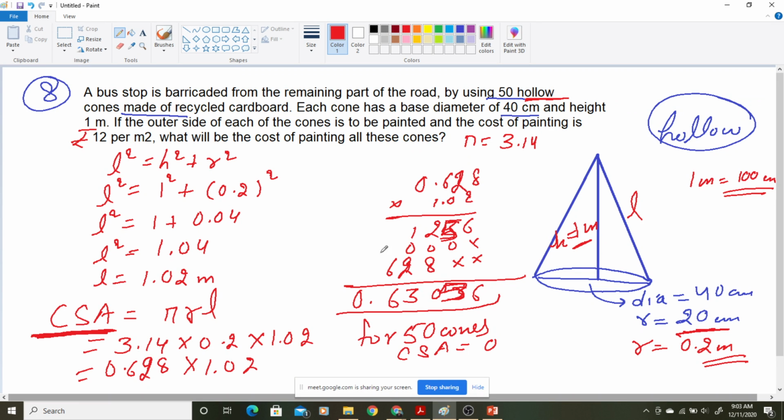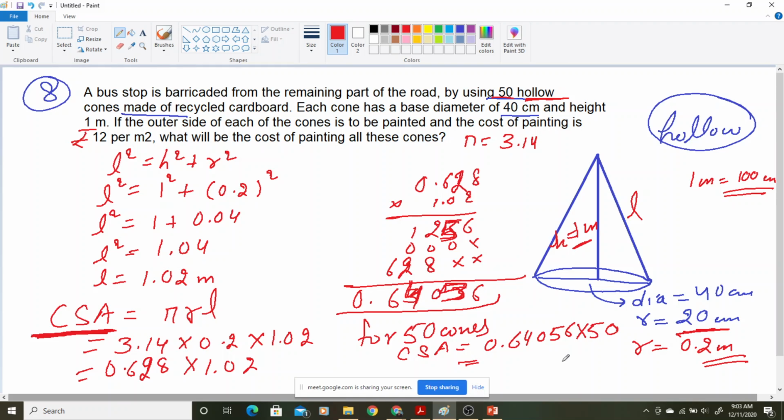There may be some calculation mistake. Yes, it is 0.64056. That's correct. So you will be multiplying 0.64056 by 50. Why are we multiplying it by 50? Because we have 50 hollow cones.